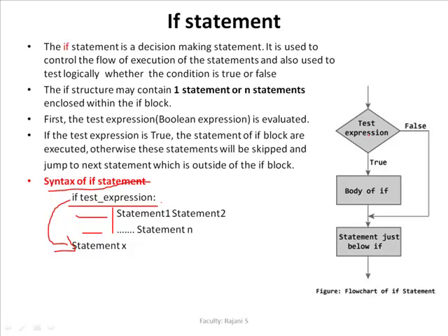Now let's see this flow chart. In this flowchart also, first observe the test expression. If this test expression is true, then only it enters into the if block and evaluates the body of if. After the completion of this evaluation, that is the body of if, it will go to the statement just below the if condition. So this entire process will be done when the condition is true. If the condition is false, then it will not enter into the if block directly. It will go to the statement just below the if block. That is the flow of the if condition.